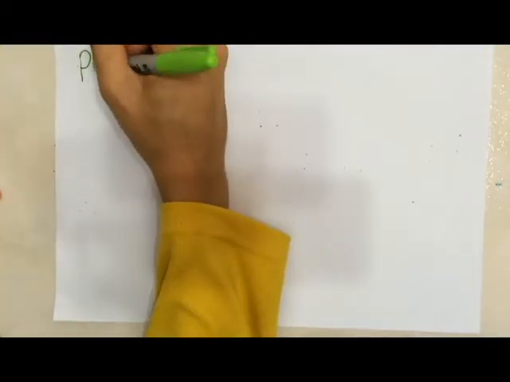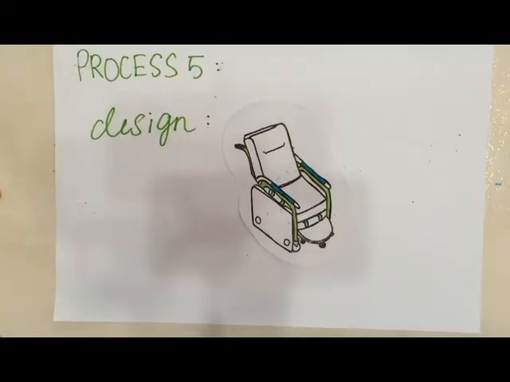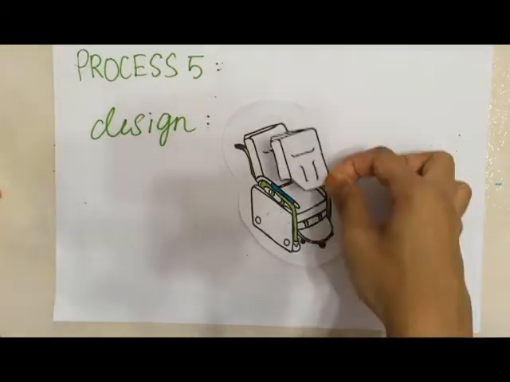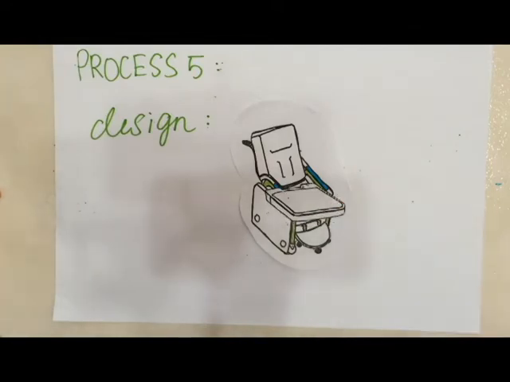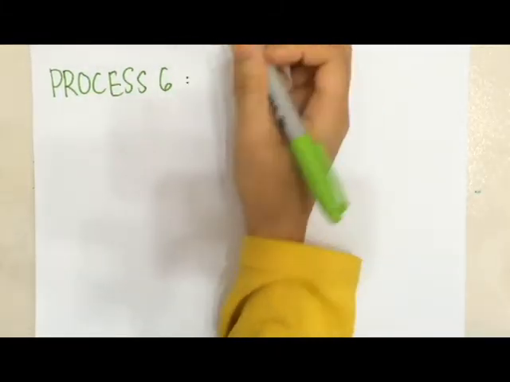After that, you have come to the fifth process, which is the design of the product. This is the original product, and this is the finalized product that we have modified. Now, we will go to the next process, which is to build a prototype of the product design.